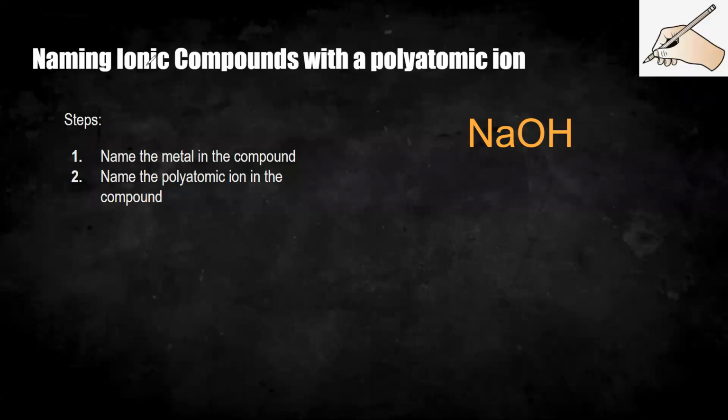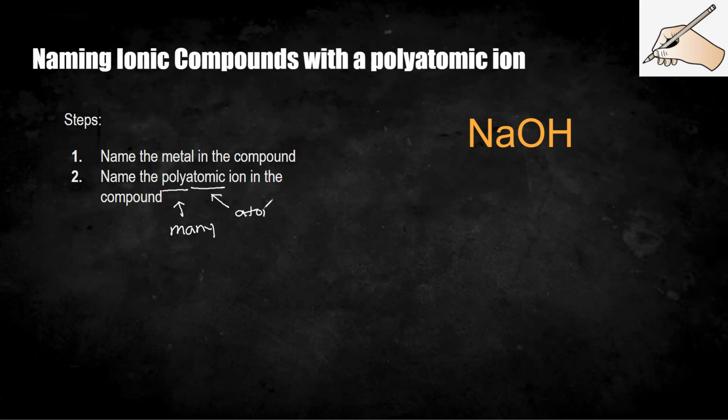Let's do one more example, this time with a polyatomic ion. As a reminder, a polyatomic ion is when 2 or more atoms come together to form a charged species. Poly, if you are familiar from geometry, like a polygon, means many sides. So poly means many. Atomic simply refers to atoms. So a polyatomic ion is composed of many atoms. In this case, we have this polyatomic ion.